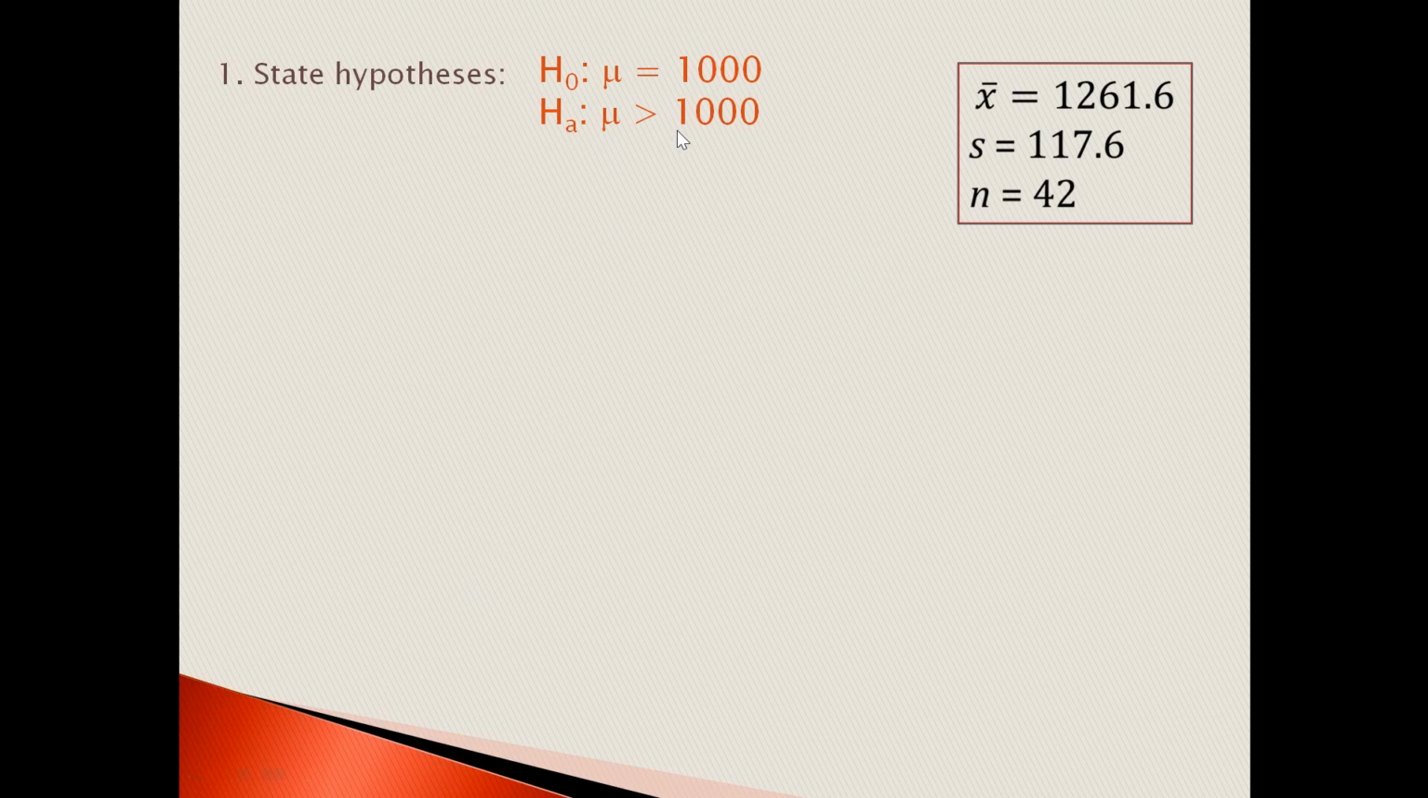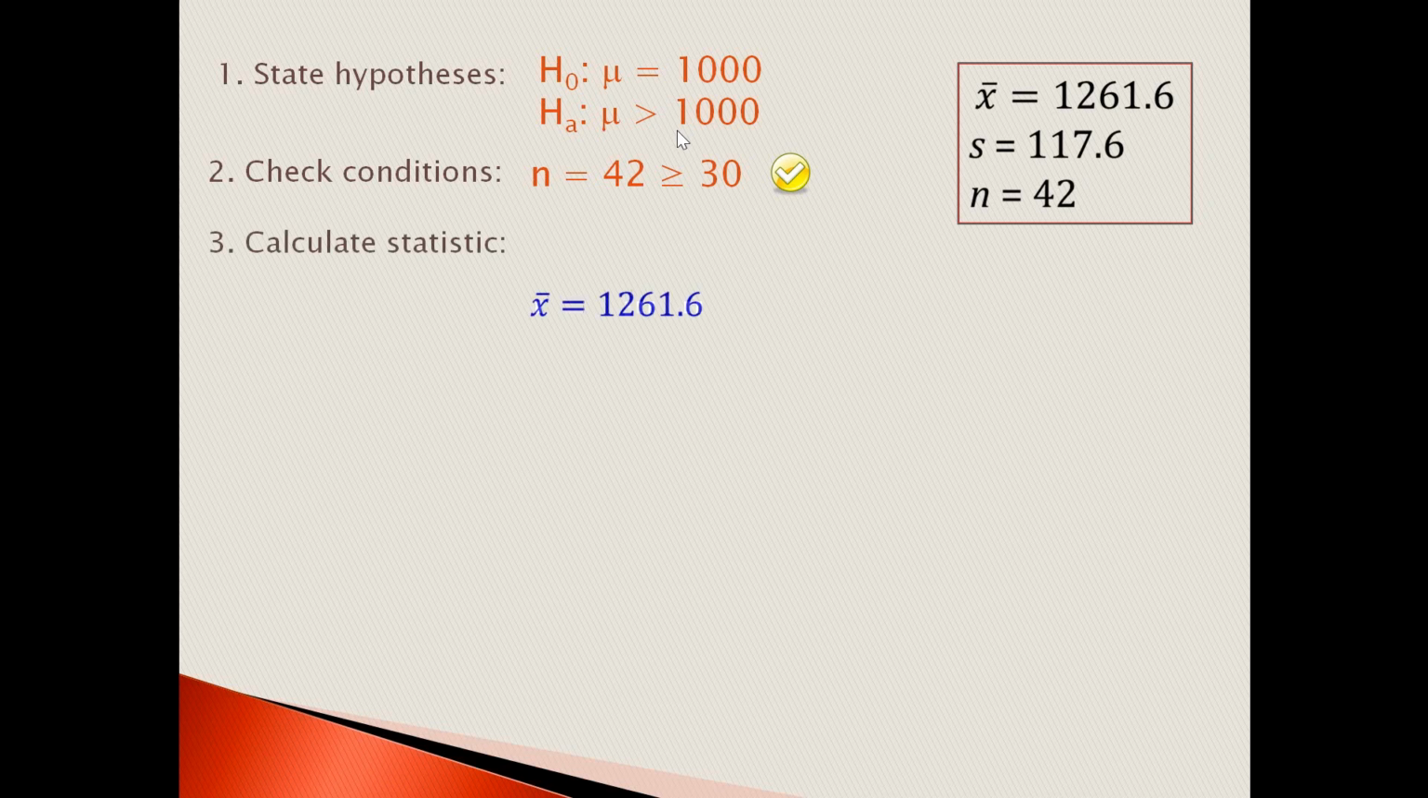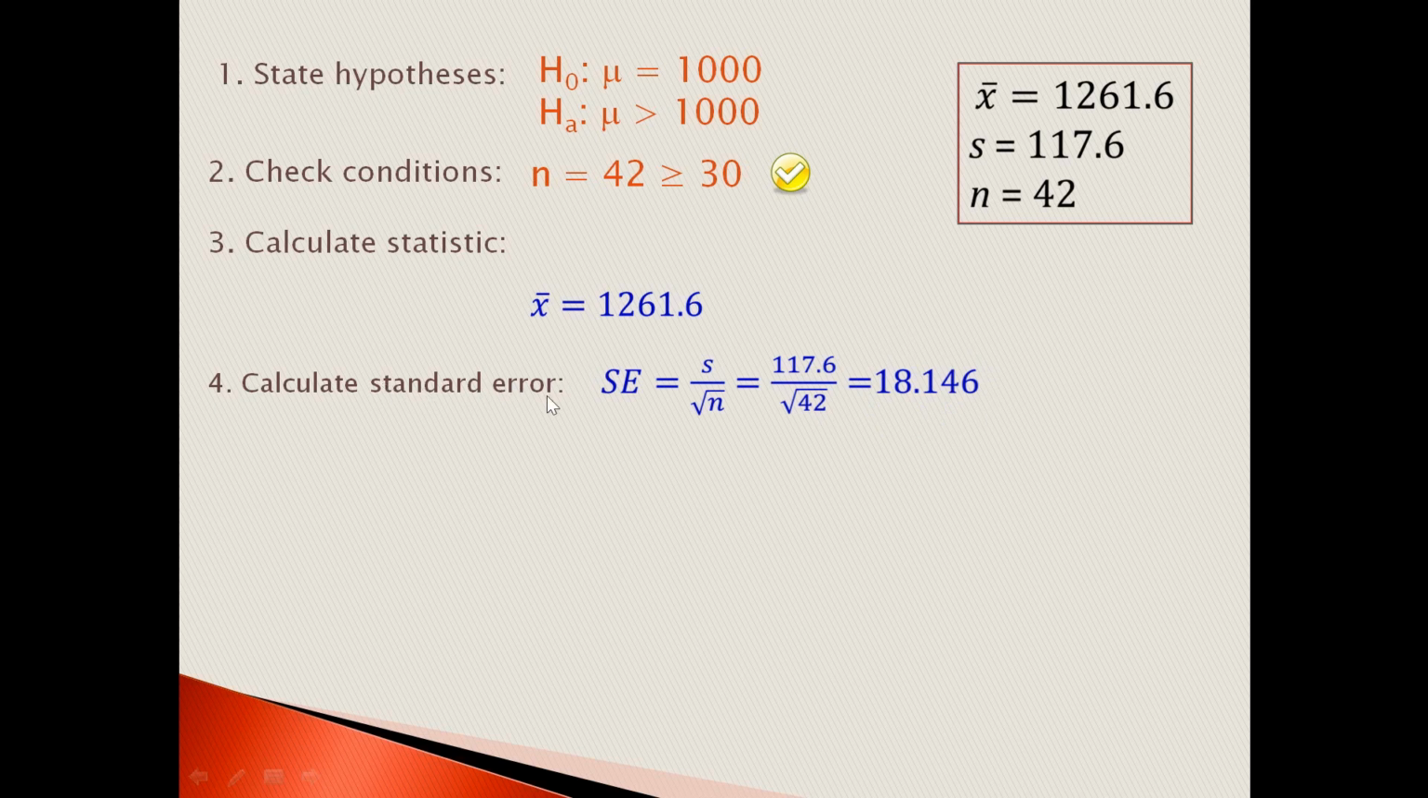The next step is checking the conditions. Basically, you have the sample size equals 42. This is larger than 30, so this is checked. Third step is to calculate the statistic, which they did by finding the average. The fourth step is to find the standard error.